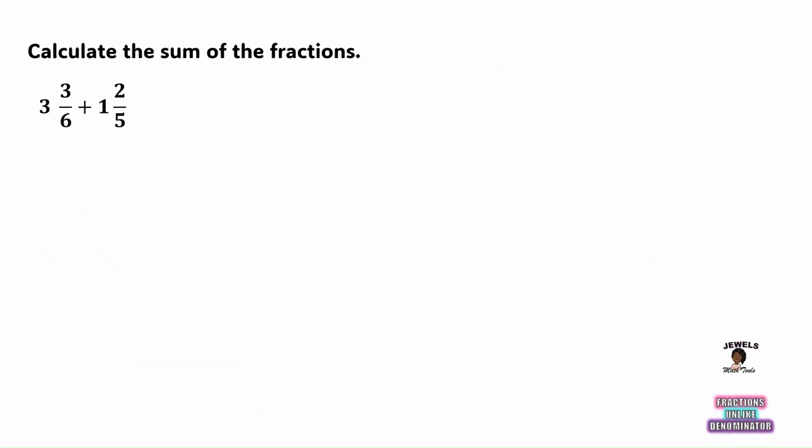So in our question today, we are going to be adding our mixed fractions with unlike denominators. And to get started, I like to work on my whole numbers first and then focus on the fractional part afterwards. So I'm going to be adding my whole numbers of 3 and 1 to get the sum of 4.